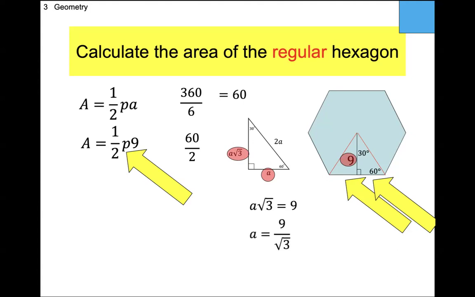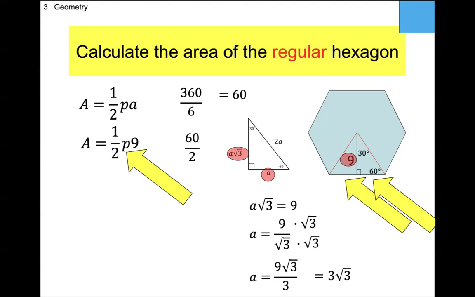We get 9 root 3, but remember, we can't have square roots in the bottom. So we multiply top and bottom by the square root of 3. And we get 9 root 3 over the square root of 9. 3 times 3 is 9, square root of 9, which is 3. And 9 divided by 3 is 3. So a in our special right triangle is equal to 3 root 3. And that's what we need.